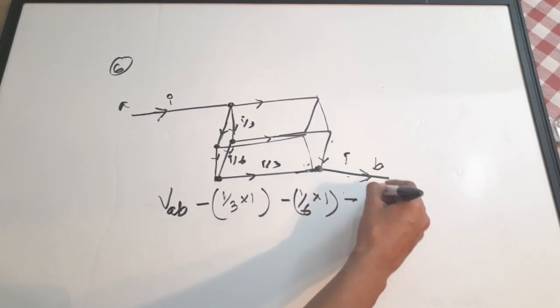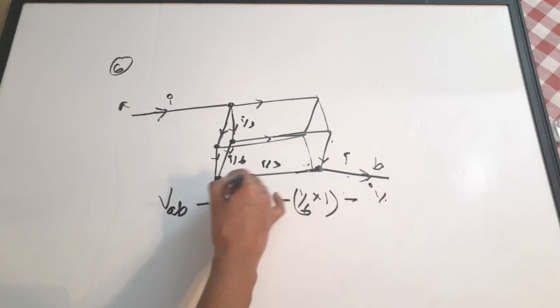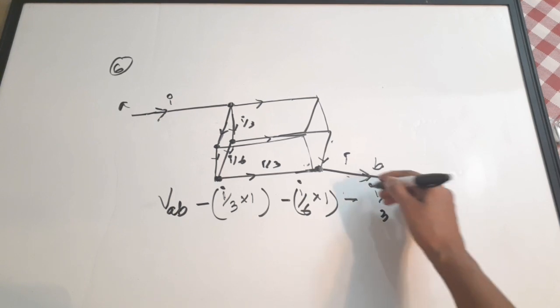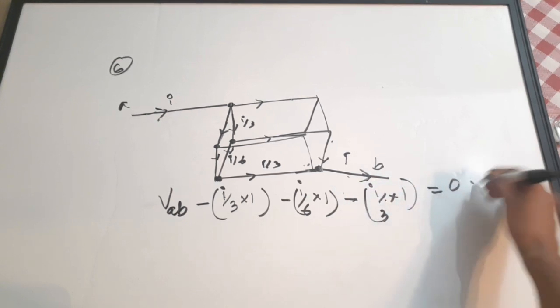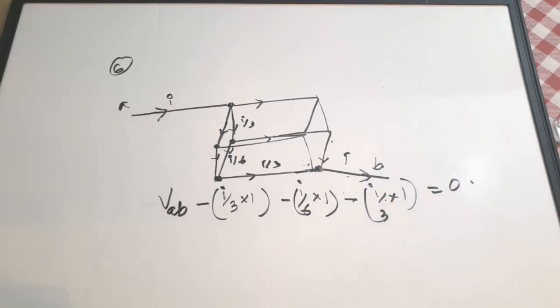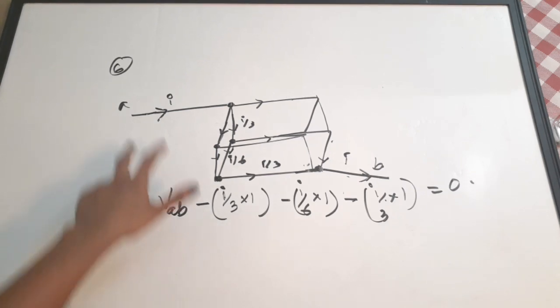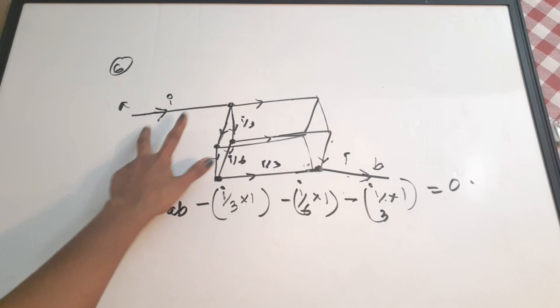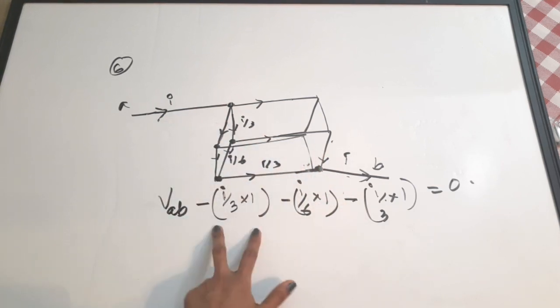Minus, it is not 1 by, it is I/3 into 1 is equal to 0. This is your KVL equation. I hope the concept of KVL equation is clear to you. Taking the potential across, if you join these 2 points, you'll be getting a potential, right? So that is VAB. You take it as VAB.